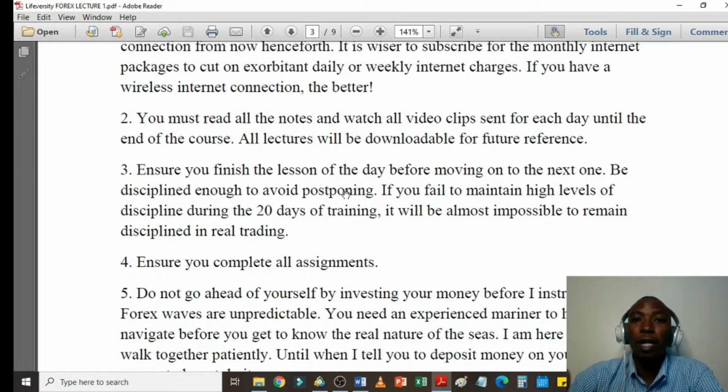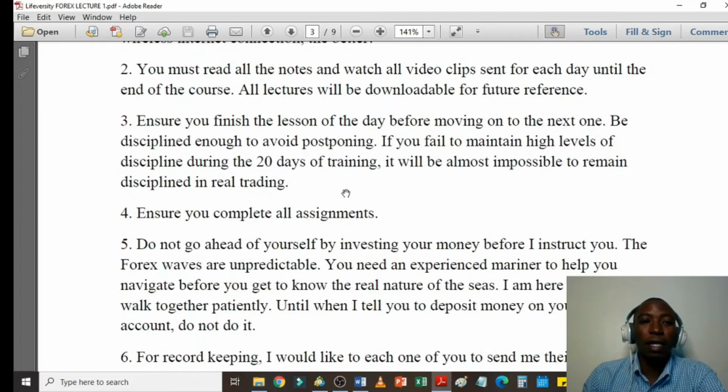So ensure you don't leave that backlog. You cover everything, every lecture of the day, cover it on that day, and it will be good for you even as you progress up to the 20th lecture.